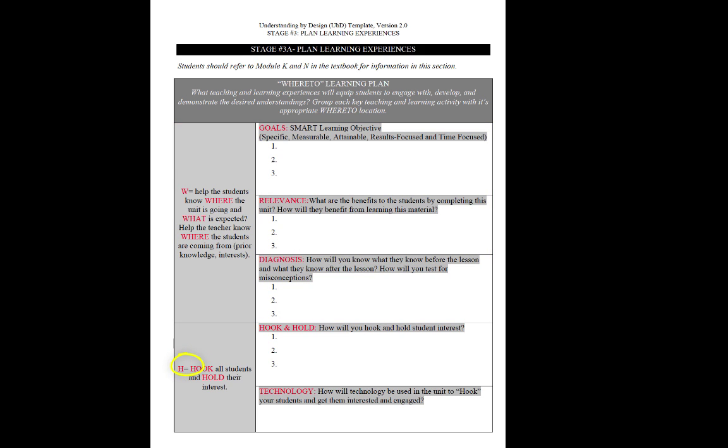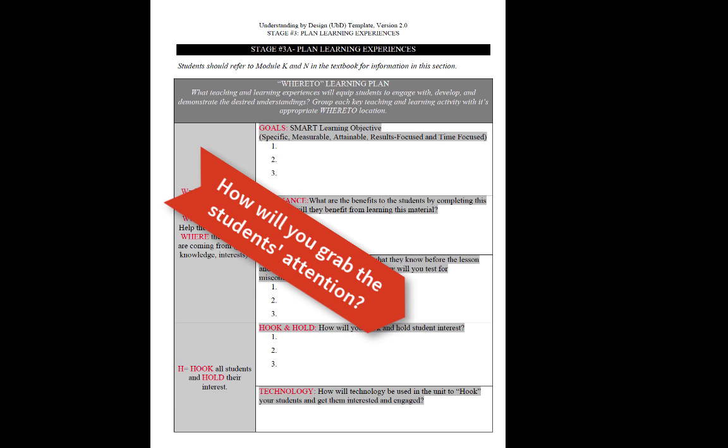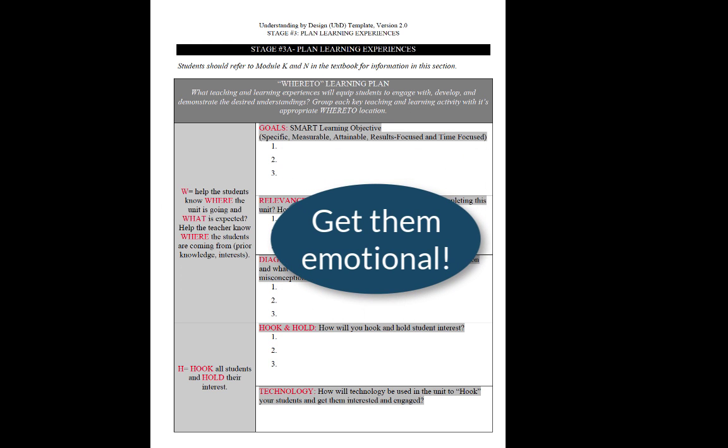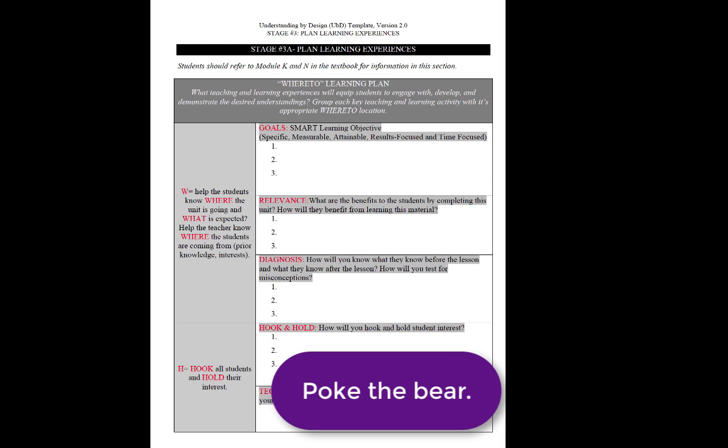The H stands for hook and hold. This next section you'll be filling out is the H section, listing how you plan on hooking and then holding the students' attention. Here is where you will detail what exactly you plan on using in class to make the students emotionally invested or frustrated, how you will get them intrinsically motivated to listen to what you're going to be telling them. This can be done in many ways, and feel free to be creative as different units lend themselves to different types of hooks.